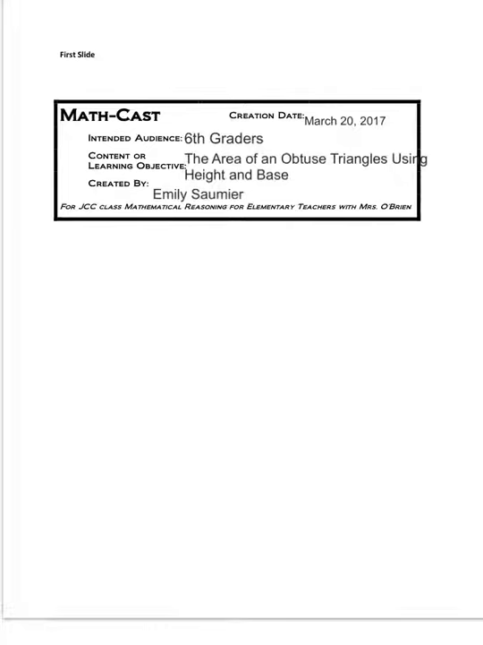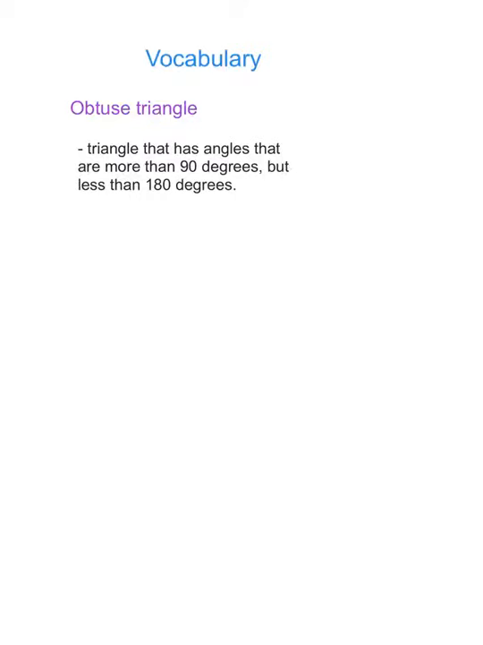Today we're going to learn about the area of an obtuse triangle using height and base. The vocabulary you need for this lesson is an obtuse triangle, where an obtuse triangle has angles that are more than 90 degrees but less than 180 degrees.